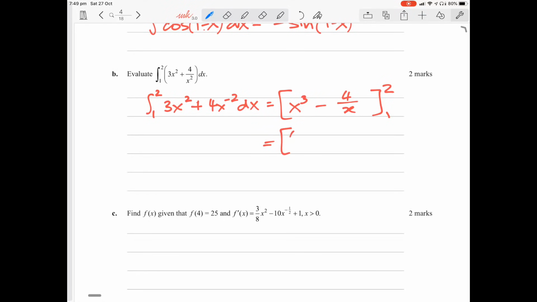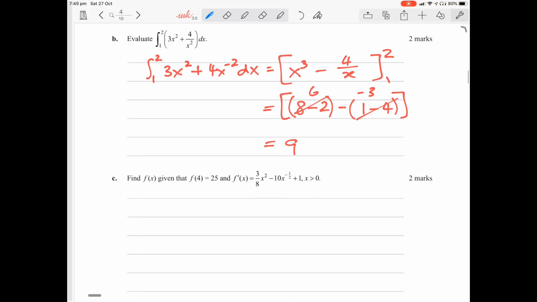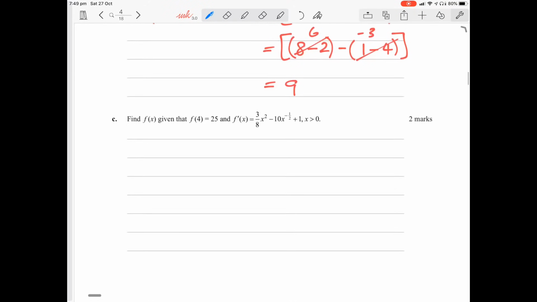Of course, when we substitute in 2, we're going to get 8 minus 2, minus, substituting 1, minus 4. So we've got 6 minus 3, which is 9. We won't say square units because we don't know if it's an area. Well, it is an area, but it's a signed area, so it includes negatives.